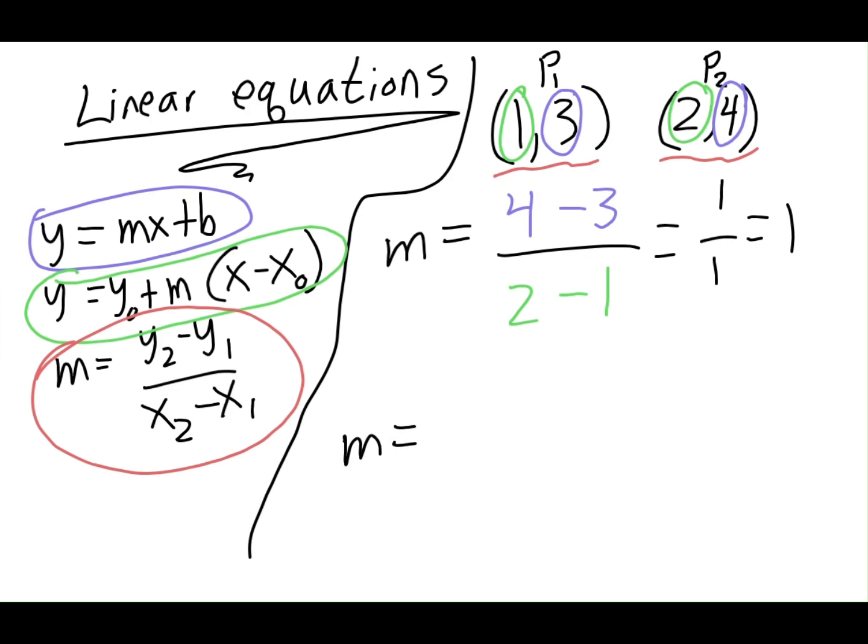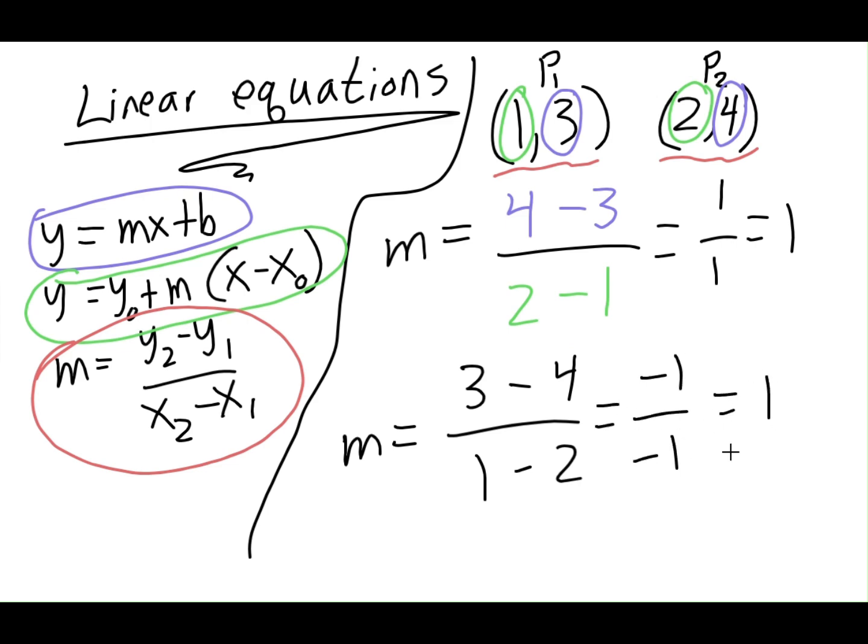If we did, then we would have 3 for the y2 minus 4 over 1 minus 2. We would just flip everything. But then we would get negative 1 over negative 1, which is still 1. So that's why it doesn't matter.